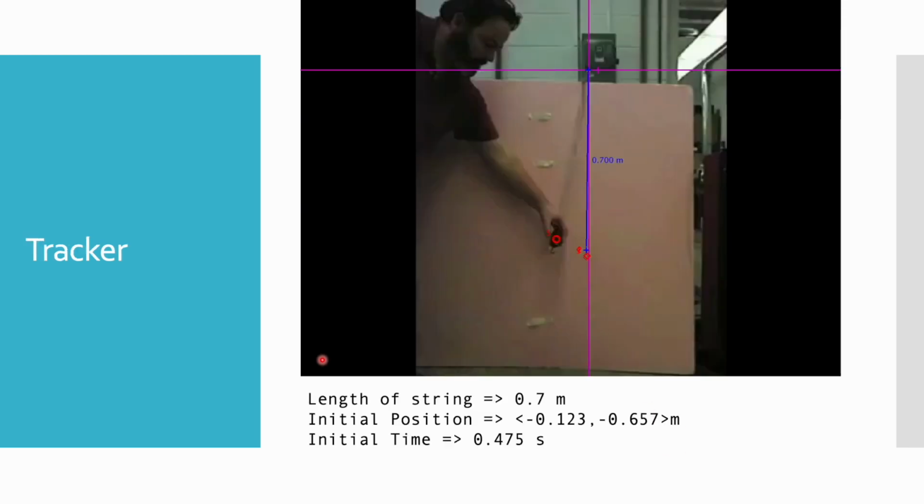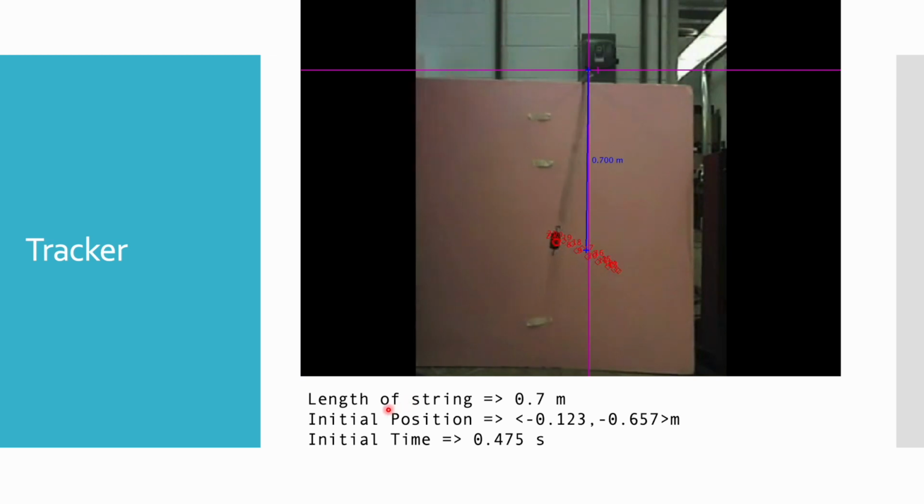For our tracker model, we have a string length initially of 0.7 meters, and that is what I used to calibrate this video. And the initial position of the mass was negative 0.123, comma negative 0.657 meters, and the initial time was 0.475 seconds. This is because the oscillating motion, rather, starts actually on the 5th frame of the video.